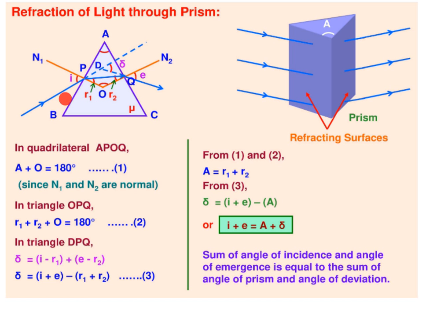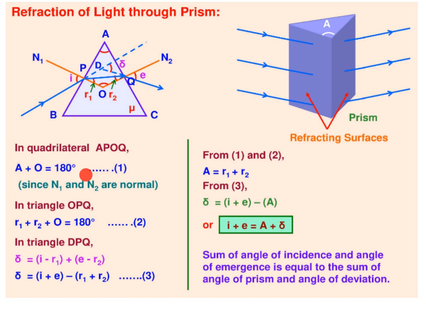So if we extend this incident ray BP like this, then this Q will be here. Therefore, this angle delta is called the angle of deviation.